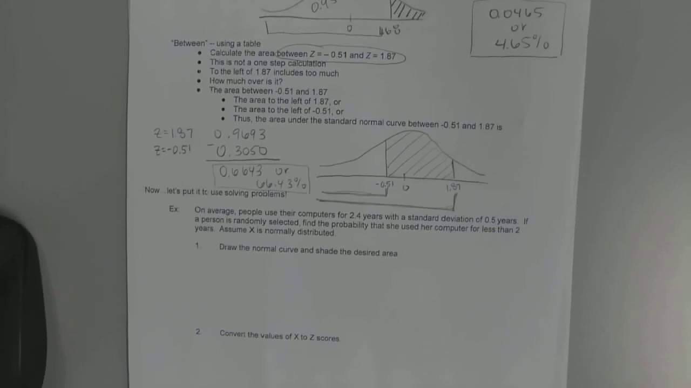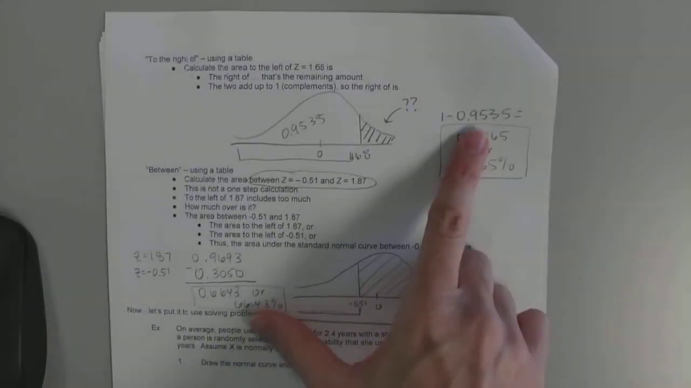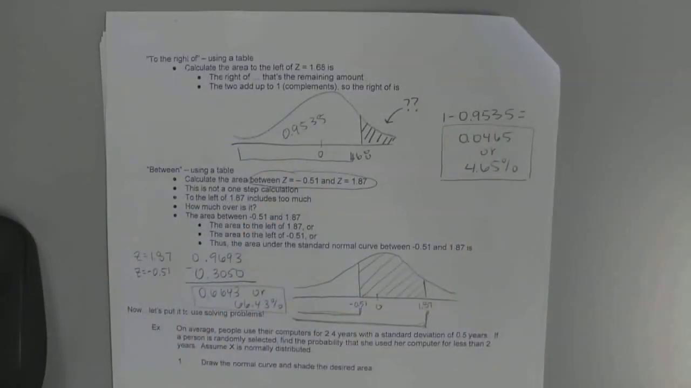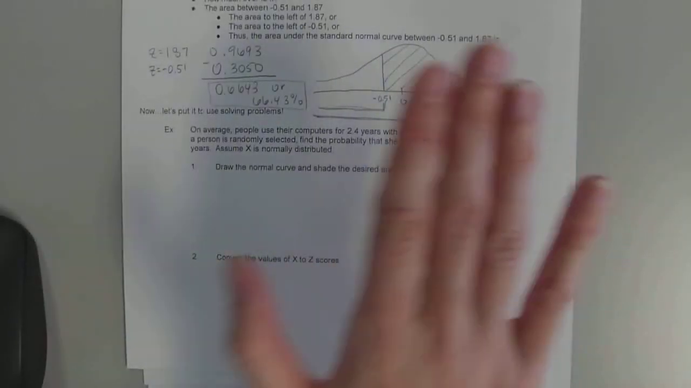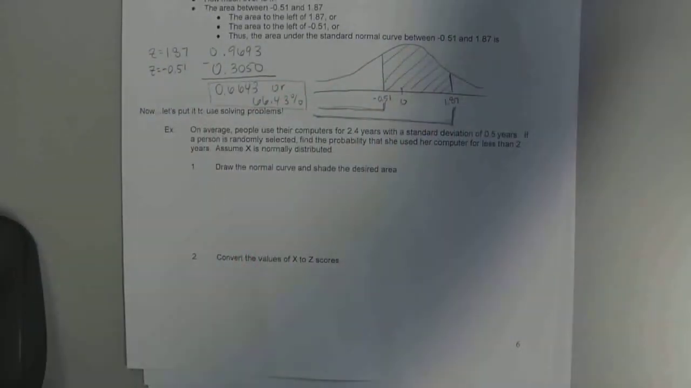Okay? So if you want area to the left, celebrate the small things in life, woohoo, you just look it up right here on this chart. If you want the area to the right, you have to use the complement rule or the symmetry rule. And if you want the area in between, just look up the furthest right and subtract the left. Okay?